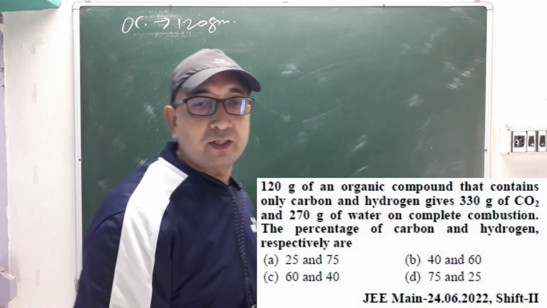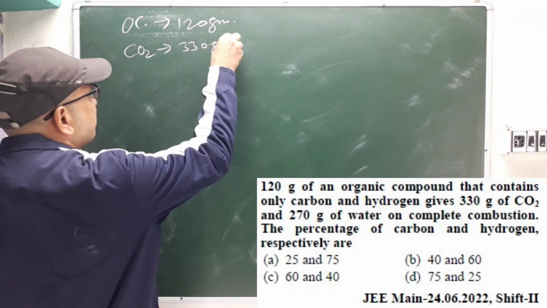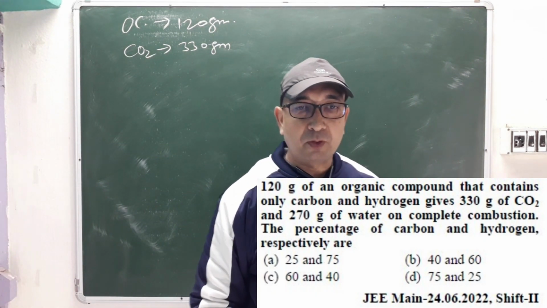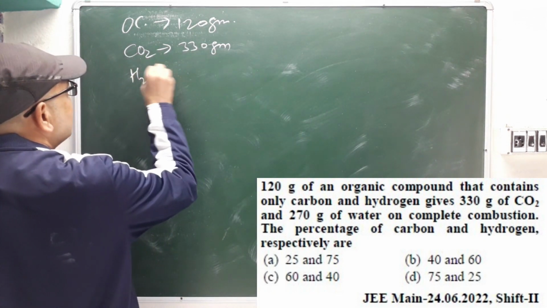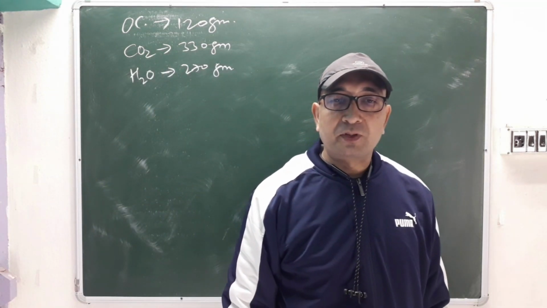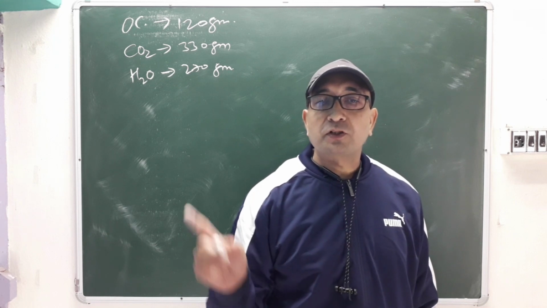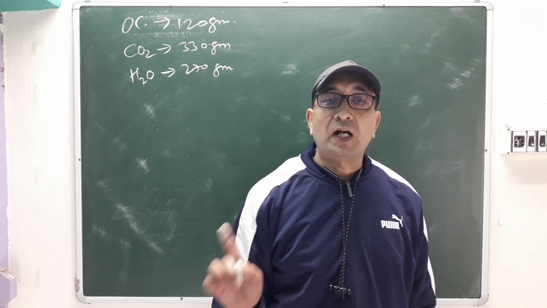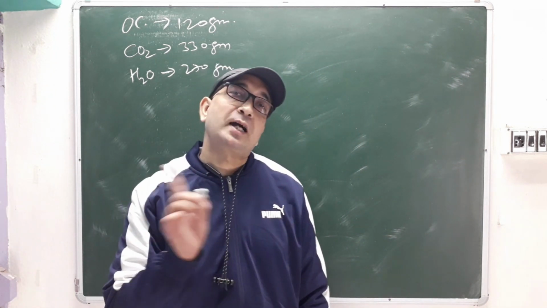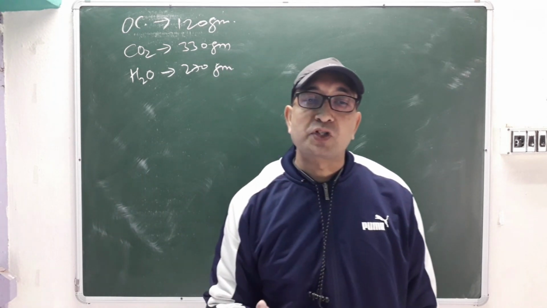Mass of carbon dioxide they have given, 330 gram. Then they have given 270 gram of water. Now they are asking, on complete combustion, the percentage of carbon and hydrogen respectively. So carbon and hydrogen respectively in your organic compound, that 120 gram is there, no? In that they are asking what will be the carbon and hydrogen composition, right? So that percentage composition you have to find out.